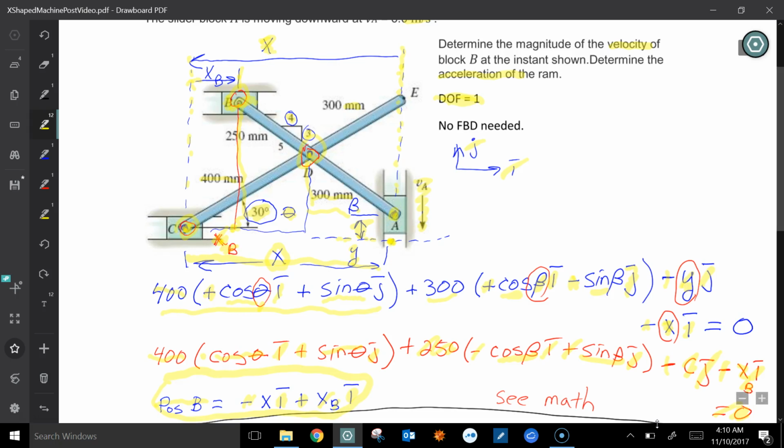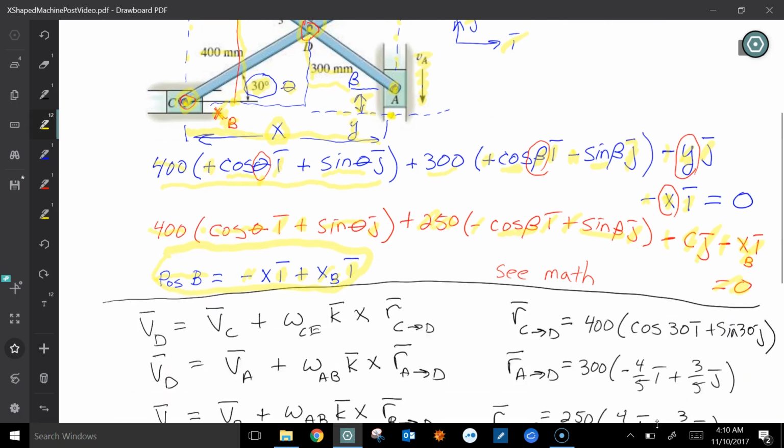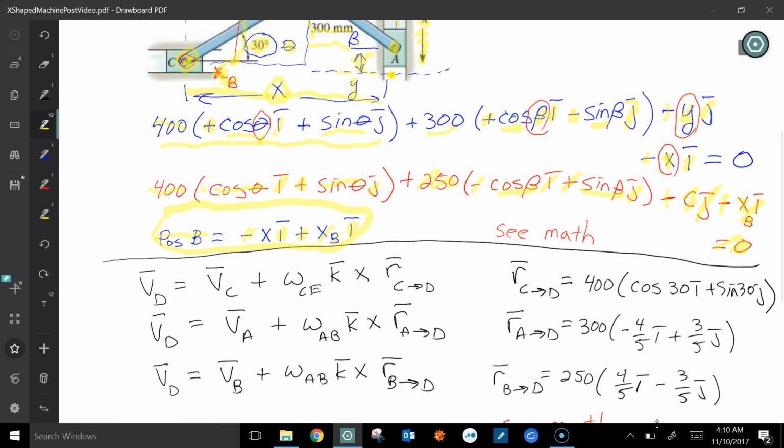For the other rod, AB, there are 3 special points. You have A, you have B, and you have D. So that is 3 special points on that body. So I'm going to expect to write 2 equations. So let's see what I'm doing down here. You want to write the velocity equations first. In this case, you have to, because you want to find the velocities.